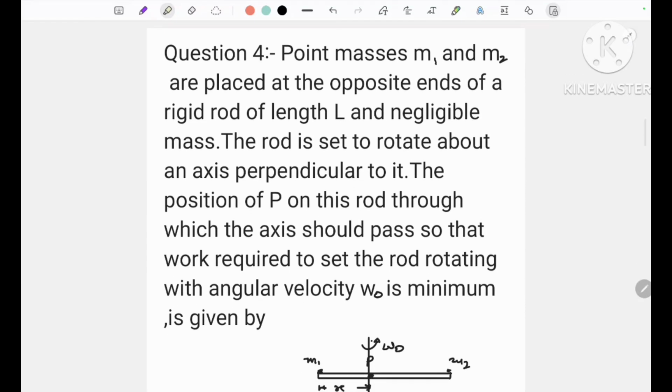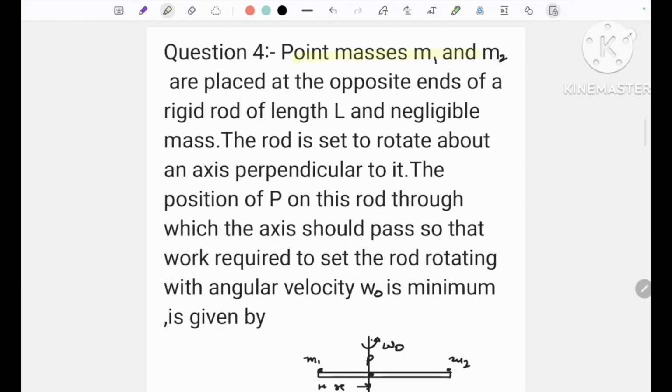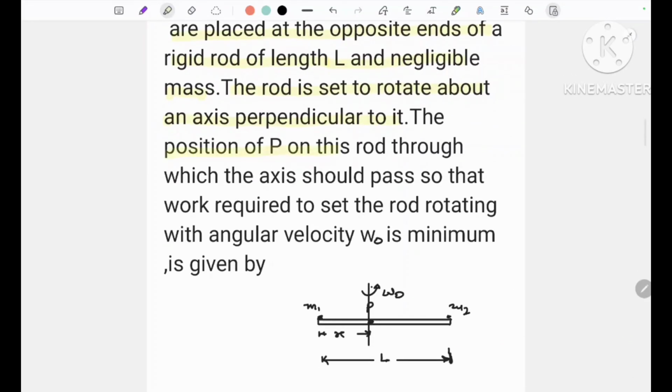Next, point masses m1 and m2 are placed at opposite ends of a rigid rod of length L and negligible mass. The rod is set to rotate about an axis perpendicular to it. The position P on the rod through which the axis should pass, so that work required to set the rod rotating with angular velocity omega dot is minimum, is given by.